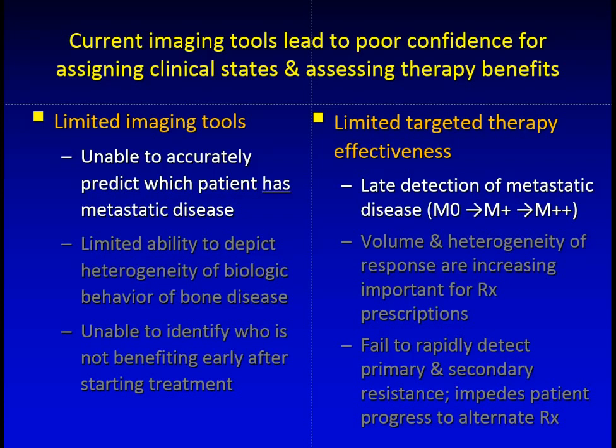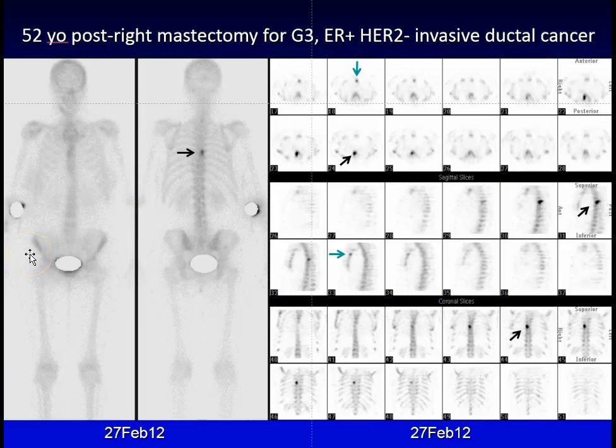And I'd just like to illustrate that with an example. Here is a 52-year-old female with a grade 3 breast cancer, ER positive, HER2 negative. At staging, we find the presence of a single lesion. Is this oligometastatic disease at presentation?